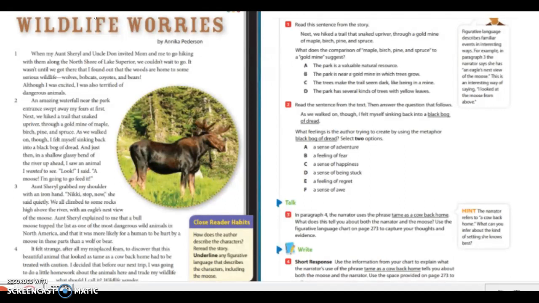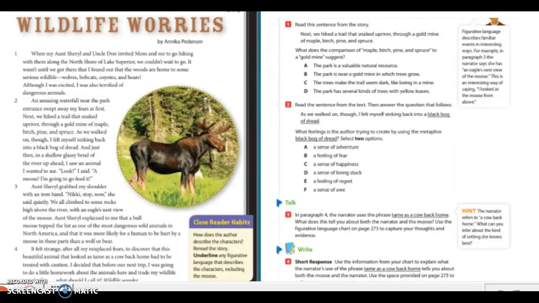Okay, now we all have read questions 1, 2, and 3. We're going to begin reading our story. When we read our story, we're looking at the title first, Wildlife Worries. When we look at that, we're going to make inferences on what the story will be about. So when I see Wildlife Worries with an illustration of this animal, I think that the story is going to be about nature and the outdoors.